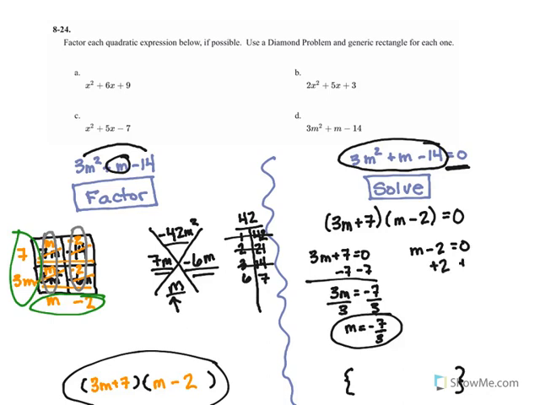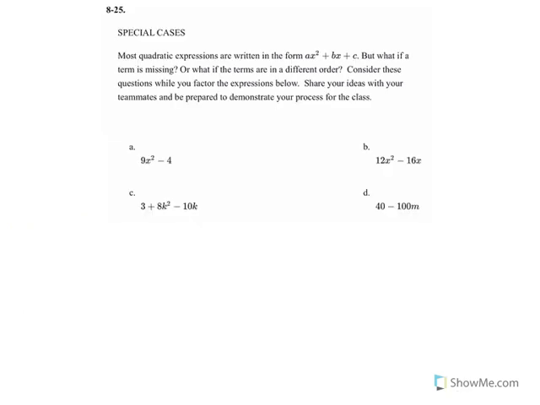And I'm going to add 2 to this one. And I get m equals 2. And that's my other solution. Negative 7/3 is the smallest, so I'm going to write that one first. And then I have my solution of 2. Both of these only pop up once, so I have no multiplicities.